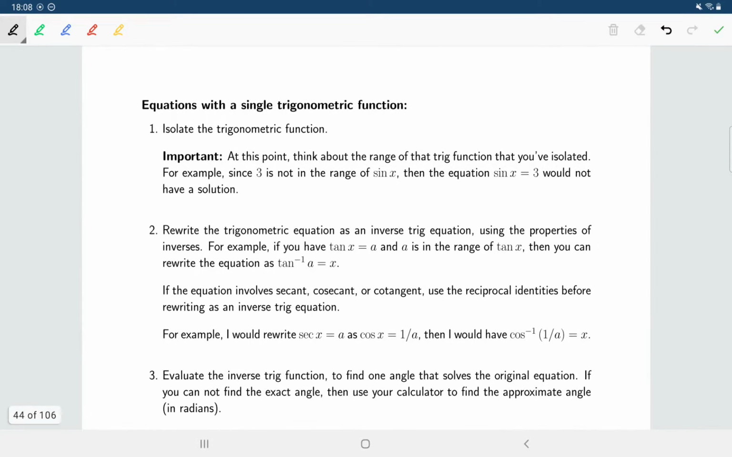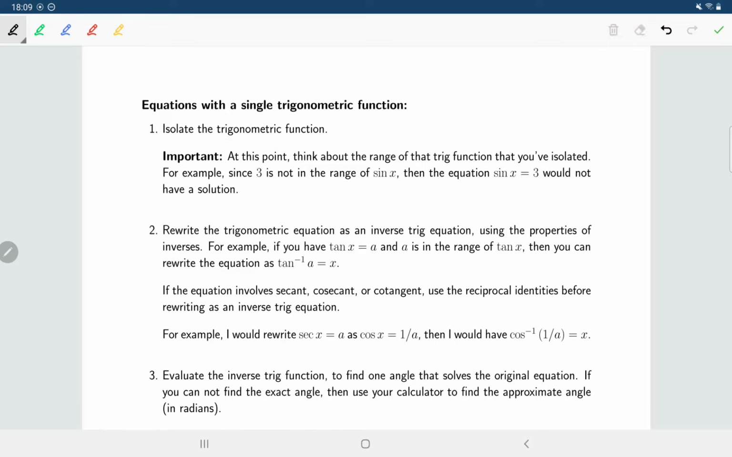So to solve our problem, if we've got just a single trig function, this is kind of similar to what we did when we solved an inverse trig equation. First, isolate the function. And then once we've done that, think about the range for that function. Think about the output. So for example, if your equation simplified to give you sine of x is equal to 3, then there would be no solution because you know that the range for sine x is from negative 1 to 1. So there would be no value of x that would satisfy that equation.